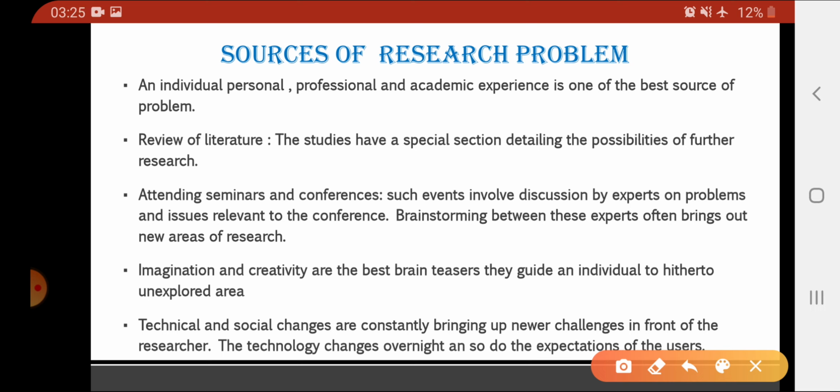Next is review of literature. If the person has reviewed many books and then finds that there is a possibility to make further research in the particular discipline, then he makes a research.